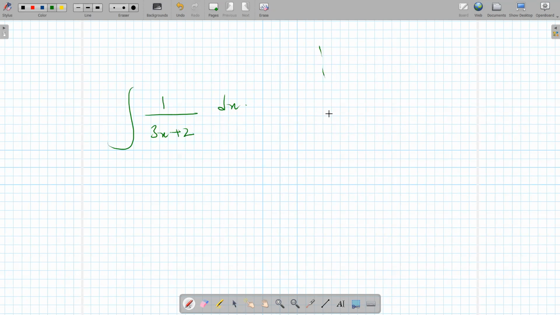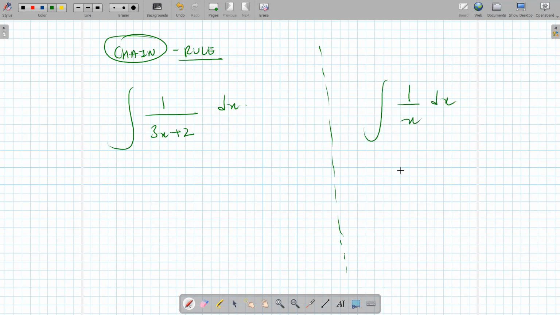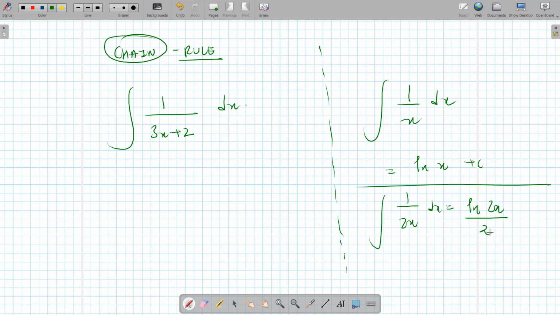I'll give you a hint for this one. This is where the chain rule is going to come into play, because we have a linear function on the bottom of a, what is this called? Rational function. So this is where the chain rule element comes into play. I'll give you a hint. The integral of 1 over x is ln x. I'll give you another hint. The integral of 1 over 2x is ln of 2x, okay?